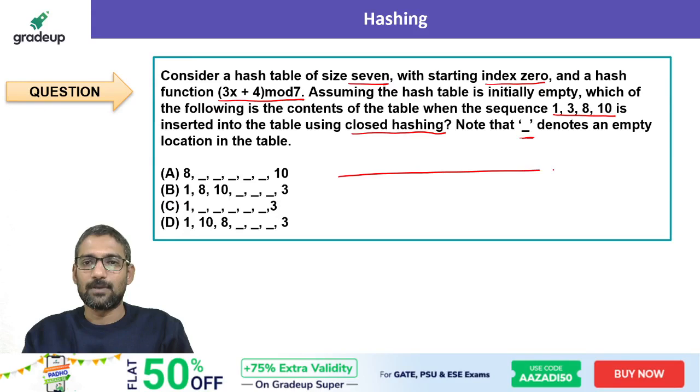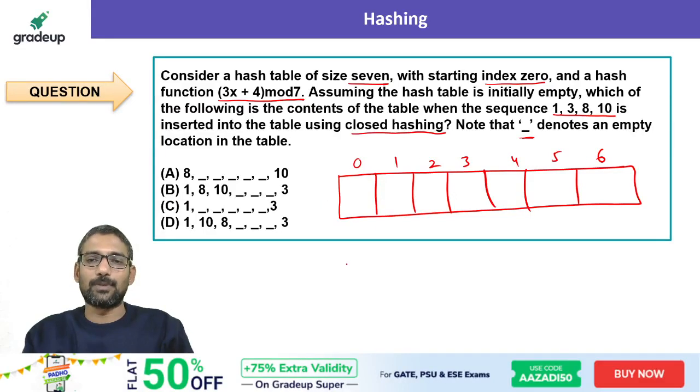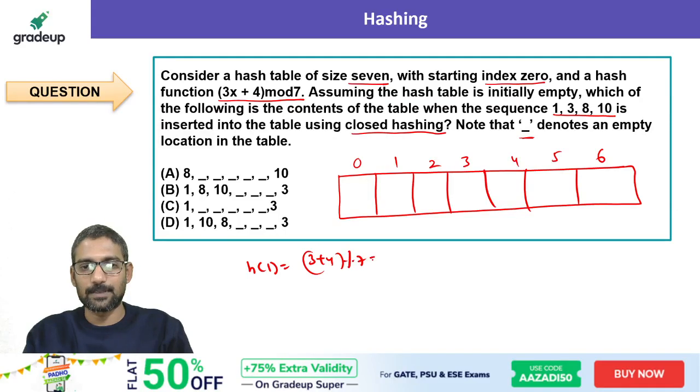So let us take 7 slots: 0 1 2 3 4 5 6. Now what is the hash function? 3x plus 4 mod 7. So for 1, 3 plus 4 is 7, and 7 mod 7 is 0. H of 3 will be 3 times 3 is 9, plus 4, mod 7. 13 mod 7 is 6.